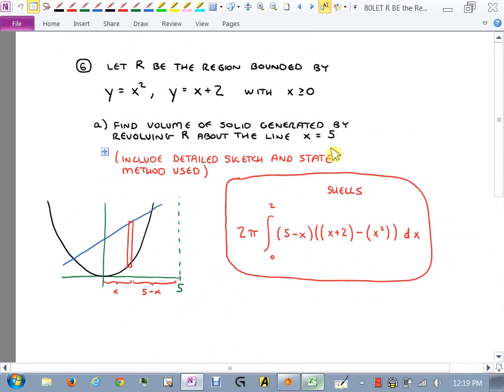Now this one, okay, so it's the same functions. Look, same region. This time rotating around the line x equals 5. So if I'm going to rotate it around this line, I'm using shells. What's the radius? 5 minus x. Here's 5. How far away are you from here to here? Well, from here to here is x, right? So 5 minus x. Top minus bottom.